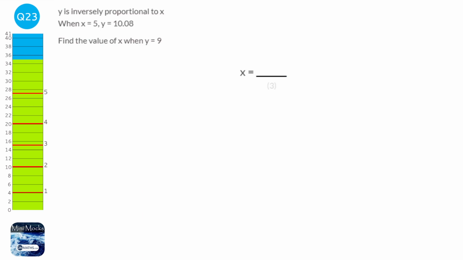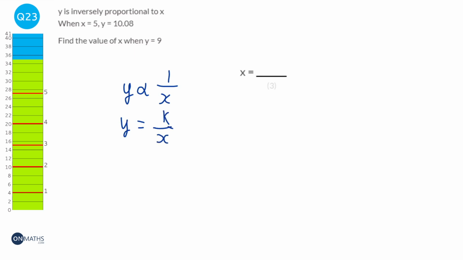Y is inversely proportional to x means that y is proportional to 1 over x. And I'm going to change that for an equal sign by timesing the right hand side by k. And k represents our constant. And we're told that when x is 5, y is 10.8. So I'm going to fill those in. I'm going to substitute those in to be able to find out what k is going to be.